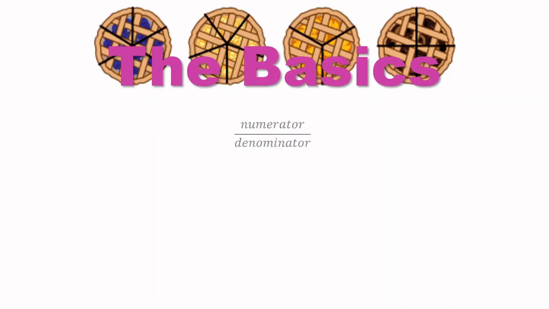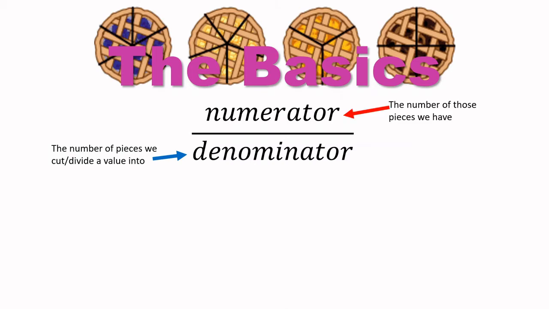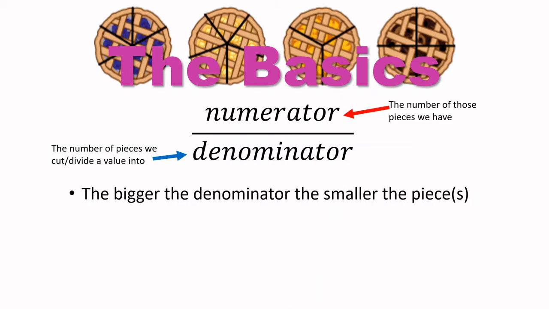You should know by now that fractions involve a numerator, which is at the top, and a denominator, which is at the bottom, where the denominator is the number of pieces that we cut or divide a value into, and the numerator is the number of those pieces that we have. The bigger the denominator, the smaller the pieces. Have a look at the pies I've got up top here.